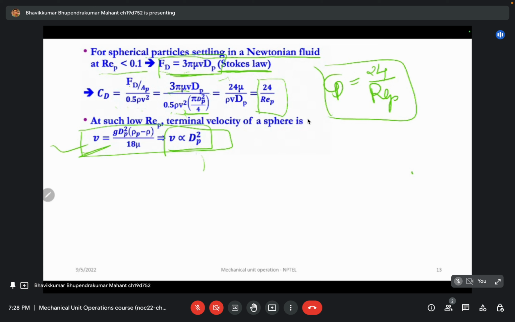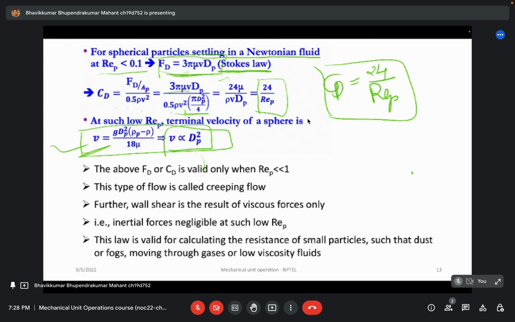You have to remember all these things, because sometimes the GATE examination and other examinations directly ask questions using this kind of concept: in the Stokes law regime, your terminal velocity is directly proportional to the square of the particle diameter. Okay, so here are some important facts: FD or CD varies only when the Reynolds number of the particle is less than 1. This type of flow is called a creeping flow.